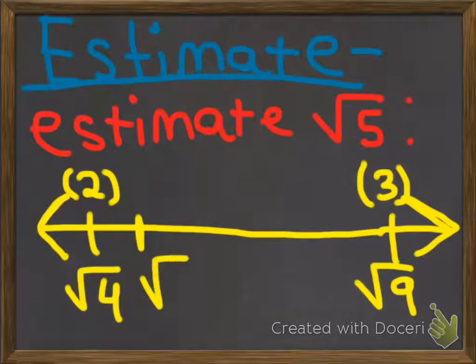So now you're going to have to find where square root of 5 is closest to. 5 is, of course, closer to 4, unlike 9. So you could estimate around 2. So if you estimate, it would be 2.1 or 2.2. It is a little confusing, but if you do more and more of it, you'll get the hang of it. Let's try another example.